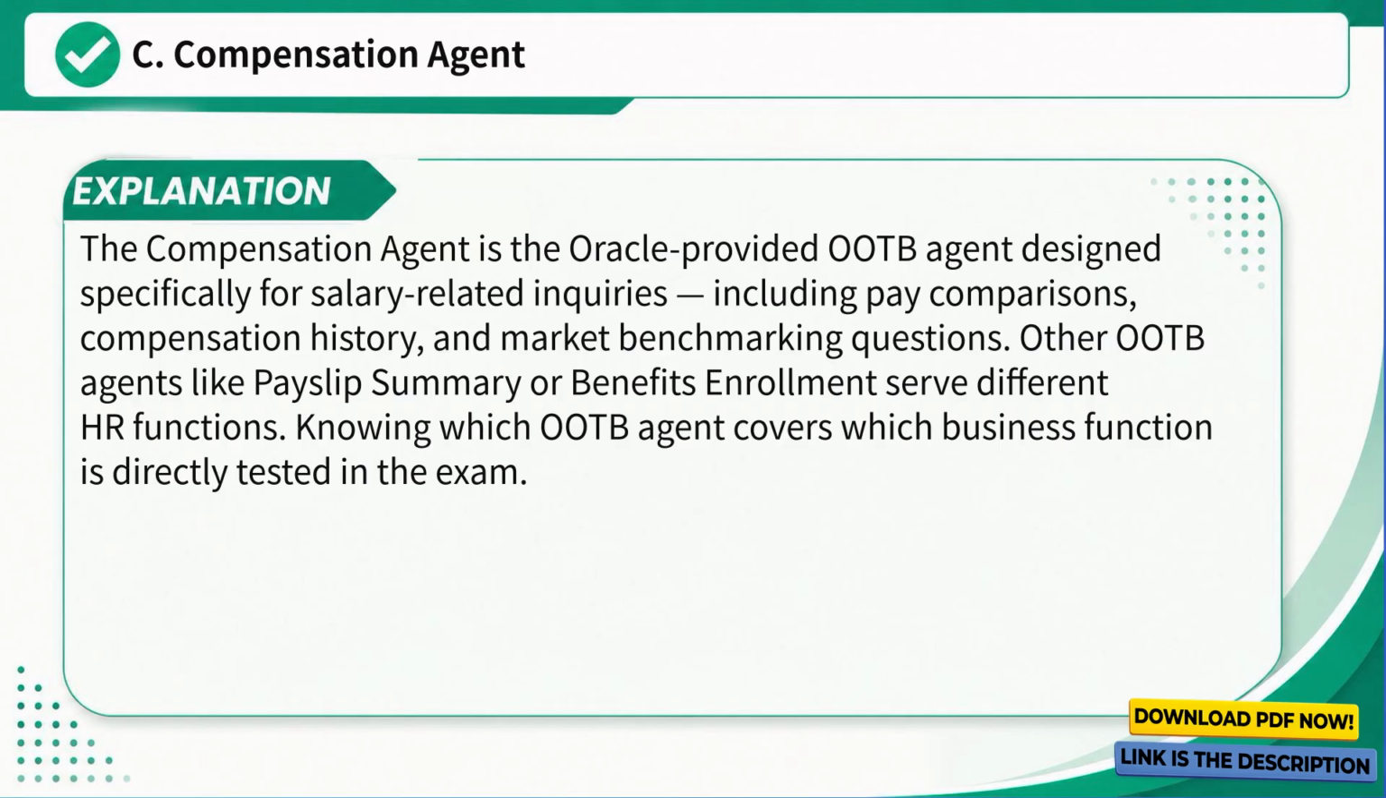Correct answer. C. Compensation Agent. Explanation. The compensation agent is the Oracle-provided OOTB agent designed specifically for salary-related inquiries, including pay comparisons, compensation history, and market benchmarking questions. Other OOTB agents like Payslip Summary or Benefits Enrollment serve different HR functions. Knowing which OOTB agent covers which business function is directly tested in the exam.